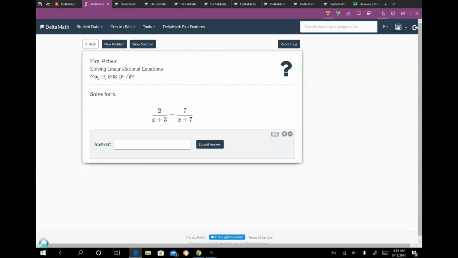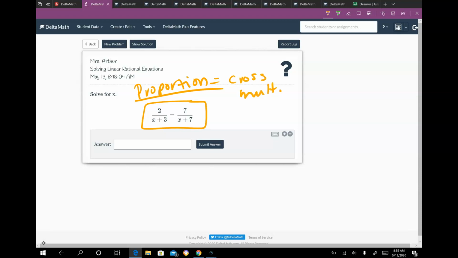So there's two ways to solve this. You can get like denominators with this one. But when you have two fractions equaling each other, this can be treated like a proportion. I have an issue spelling here. A proportion, okay? And to solve proportions, you use cross multiplication.